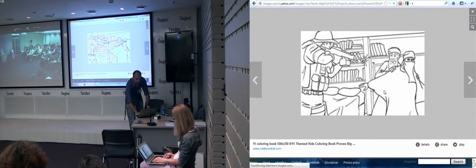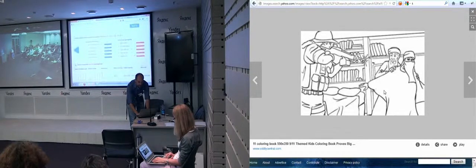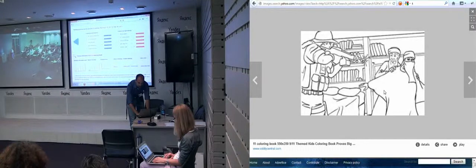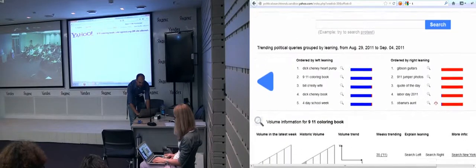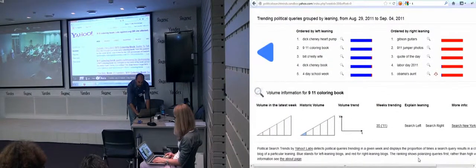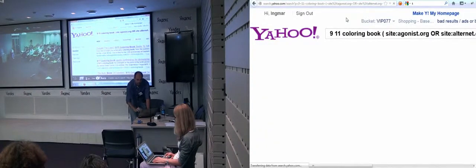So this is why, in this week, it's trending on the political left. Another thing that the search tool allows you to do is search left or search right for this query term. So if you search left, you have the query 9/11 coloring book issued, but the search results are restricted to a set of certain domains. This already gives you a hint at how we compute the leaning.